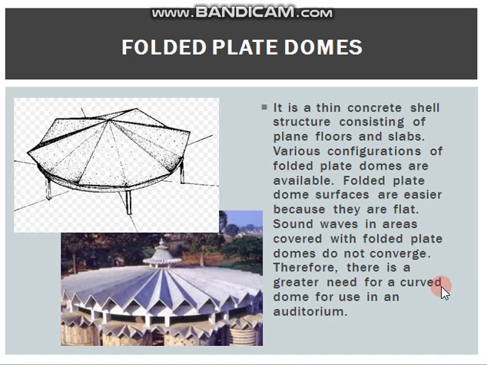Example: folded plate domes. It is a thin concrete shell structure consisting of plane floors and slabs. Various configurations of folded plate domes are available. Folded plate dome surfaces are easier to build because they are flat. Therefore, there is a greater need for a smooth surface dome for use in auditoriums.